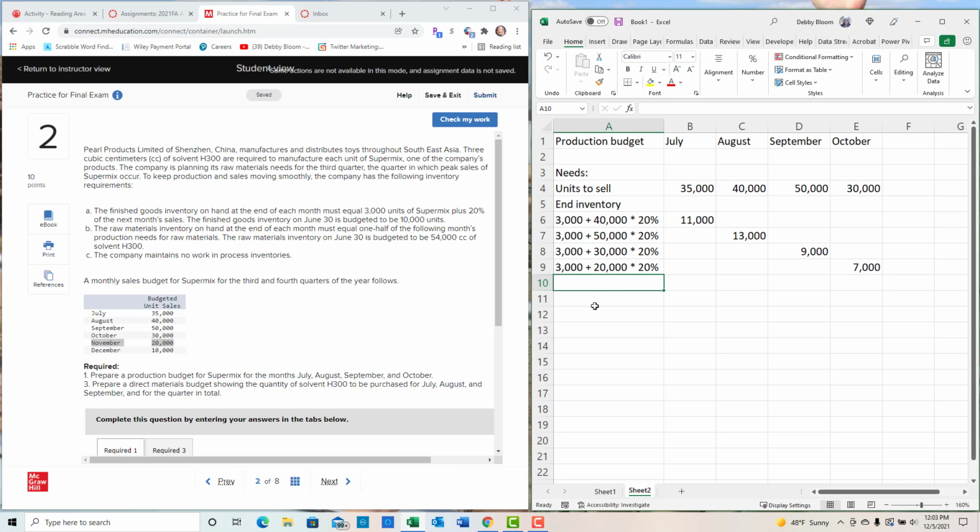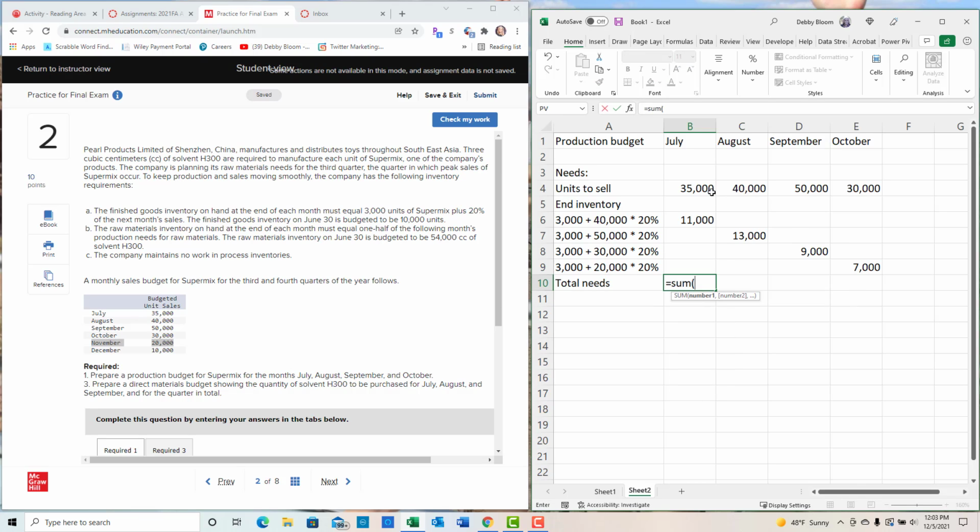Now, at this point, we can calculate the total needs for inventory. So once again, I need to make sure that I add all of the numbers in each column. So 35,000 plus 11 in B, 40,000 plus 13,000 in C, 50,000 plus 9,000 in D, and 30,000 plus 7,000 in E.